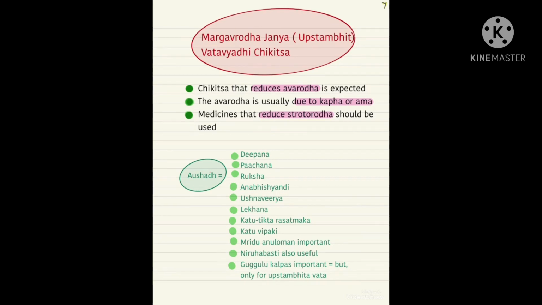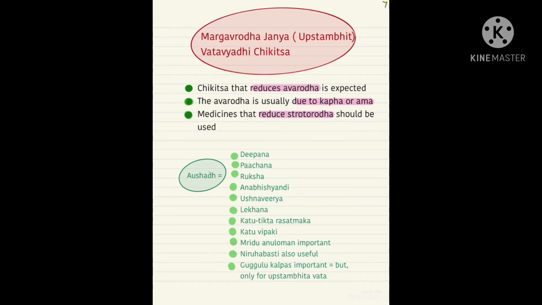Also snehan is used there, but not in this Margavrodhajanya type. Anuvasan basti is also used there in the Dhatukshayajanya, but in Margavrodhajanya we use niruha basti. So the aushadhis should be dipan, pachan, ruksha, anabhishandi, ushnavirya, lekhana, katu tikta rasatmak and katu vipaki. Also the aushadhis should cause mrudu anuloman and niruha basti should be given, and gugul kalpas are very important, but only in this upastambhit type of VATAVYADHI.